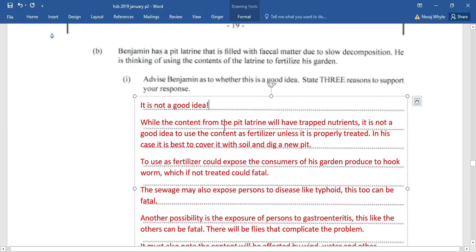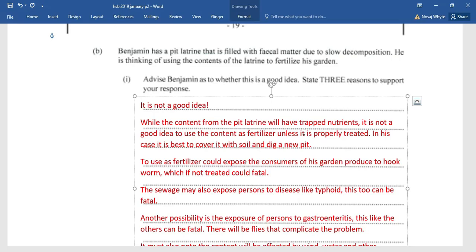Now, while the content from the pit latrine will have trapped nutrients, it is not a good idea to use the content as fertilizer unless it is properly treated. In his case, it is best to cover it with soil and dig a new pit. All right, so while it traps nutrients, it is not a good idea because it will contain pathogens or disease-causing agents, so you really don't want to use it.